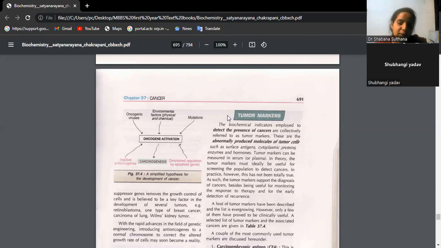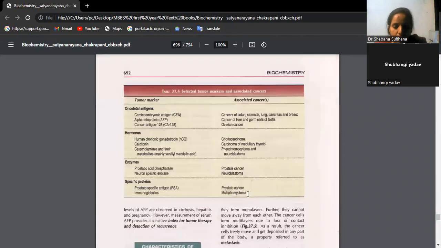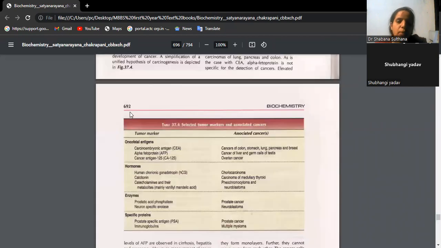Similarly, cancers can also be detected with the help of certain chemical substances released in the blood. Such chemical substances, which give an indication or hint that a person may be suffering with cancer, you call them tumor markers. So like that we have many tumor markers.